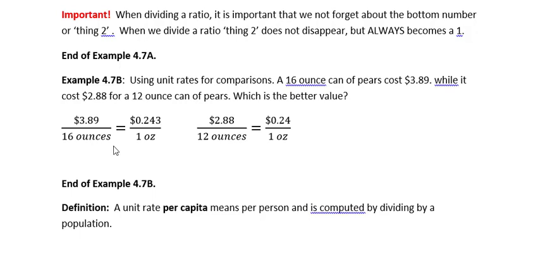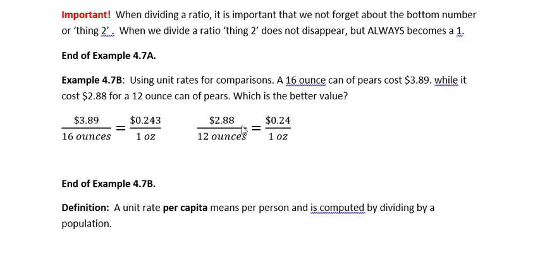So there's the answer. Notice I just divided. I set up the ratio and I divide it, and I don't forget that bottom one. So in this case, the 288 for 12 ounces is a teeny bit cheaper, less expensive per ounce.